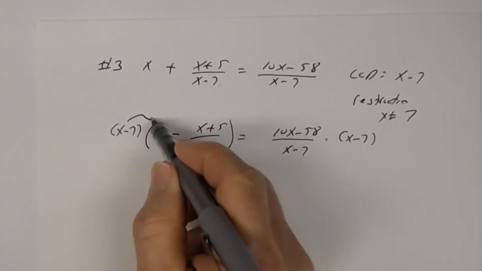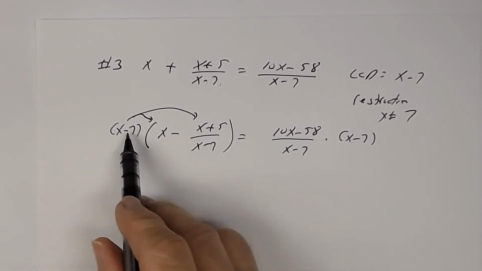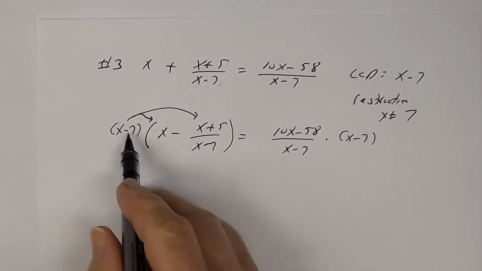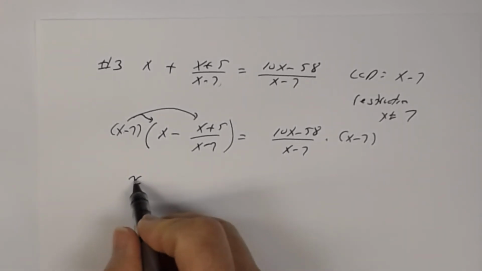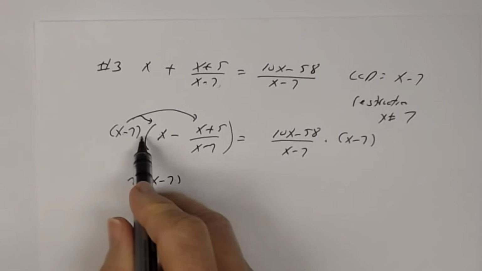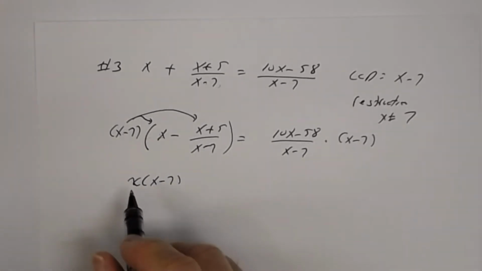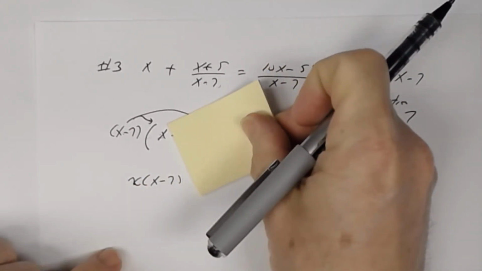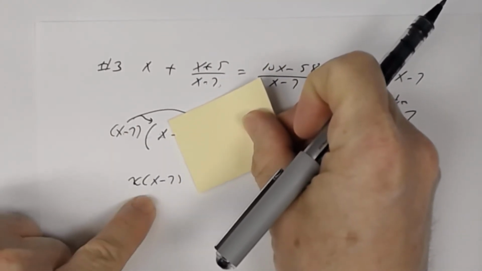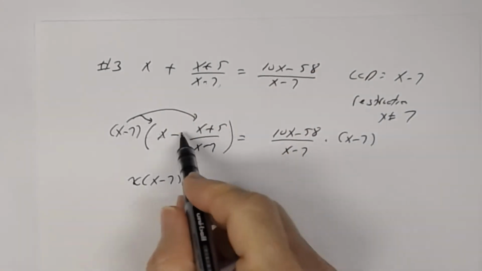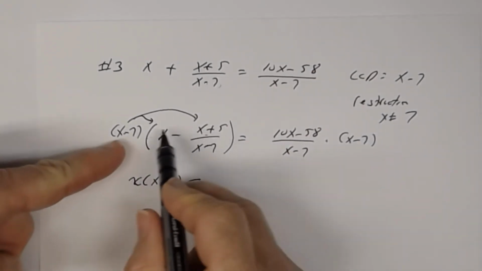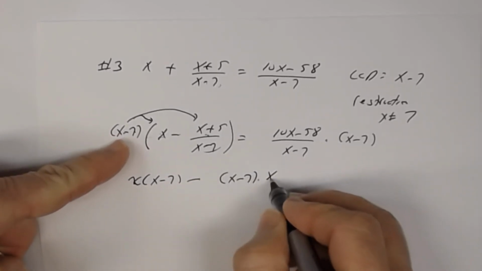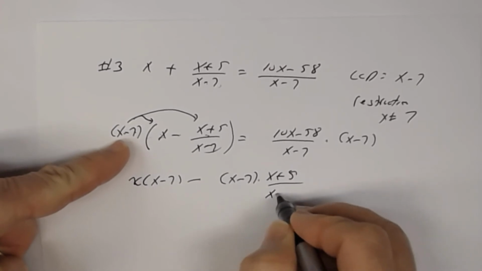Now we're going to distribute. Be careful with distributing. This is a binomial times this binomial here, so you need to rewrite it like this first. Say x times x minus 7. If you need to cover some parts of this problem, then cover it up. So this times this is this. Now minus this times this. So minus x minus 7 times x plus 5 divided by x minus 7.